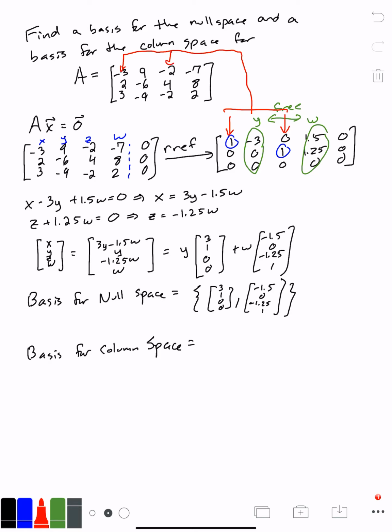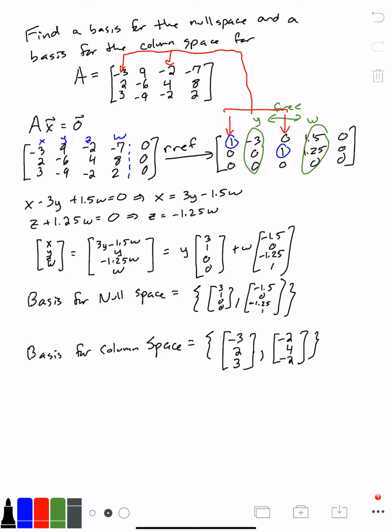And I want to point out, if you don't go back to the original, if you use the new reduced ones, you will get the wrong answer. But you just take those 2 original pivot columns, so negative 3, 2, 3, and negative 2, 4, negative 2, and that right there is actually going to be your basis for the column space.